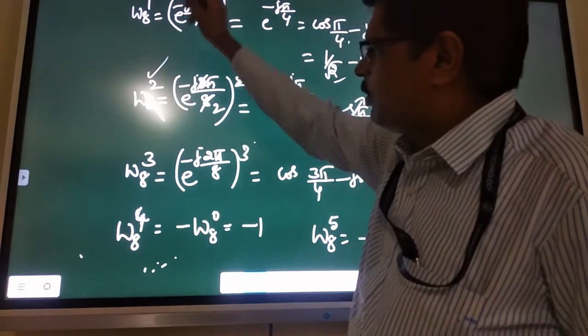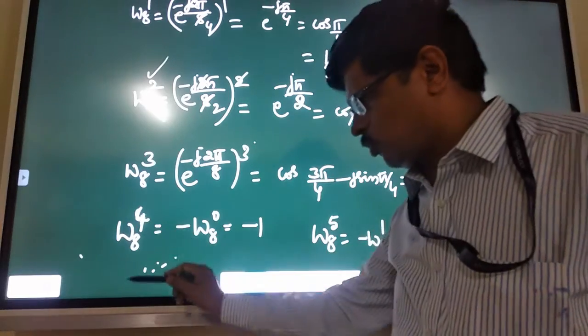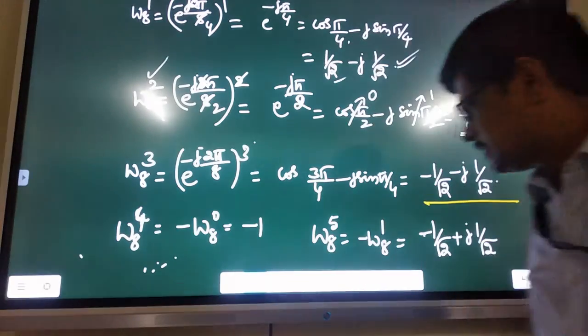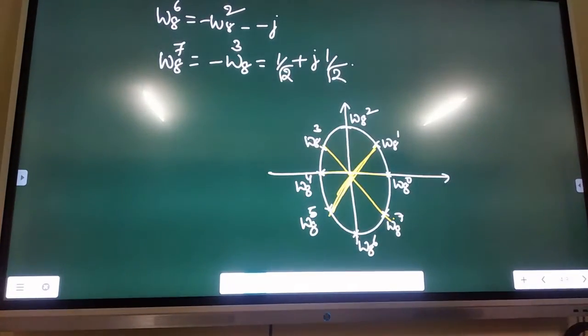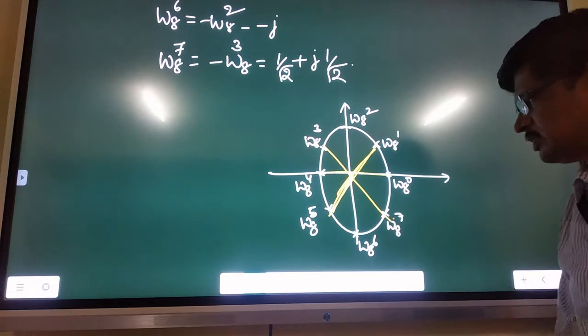Now, omega 8 power 0 to omega 8 power 3 you know, no? Don't calculate omega 8 power 4, 5, 6, 7. Just use a property. There is a technique here: twiddle factor symmetry property. What does this say?